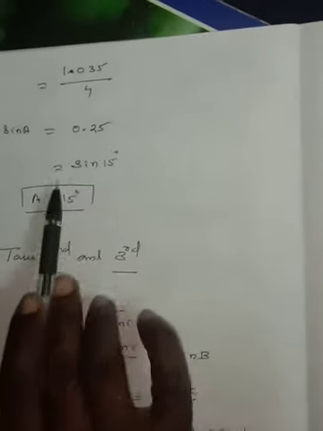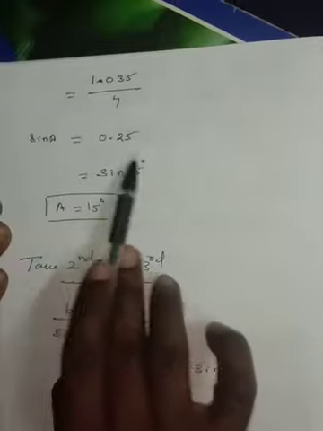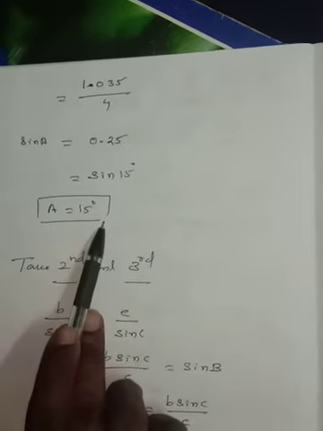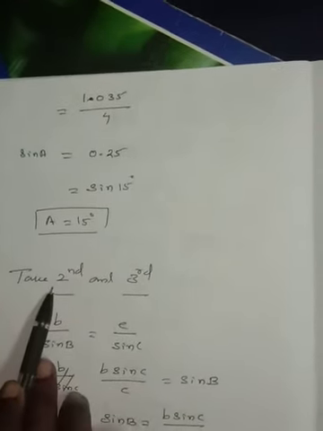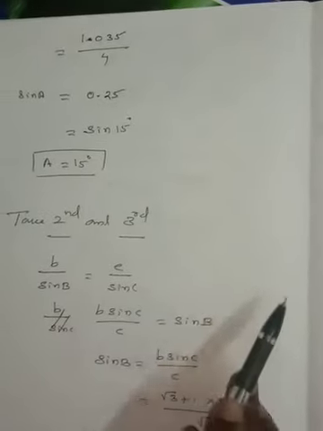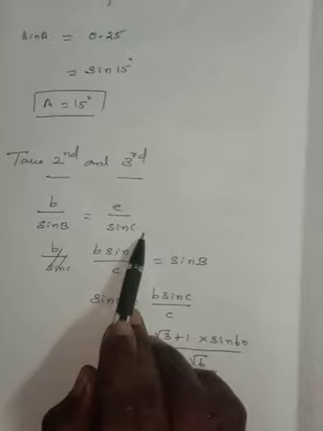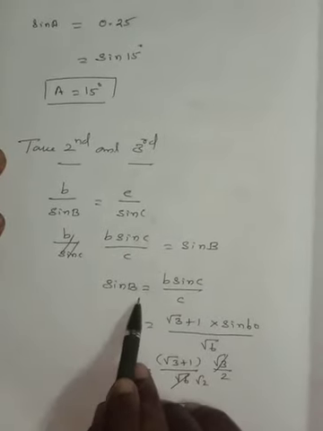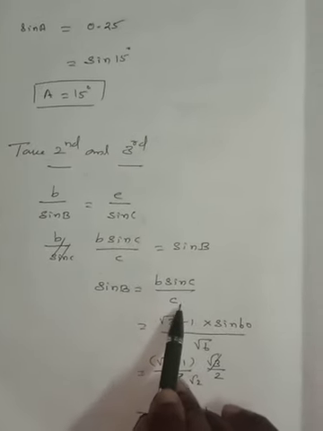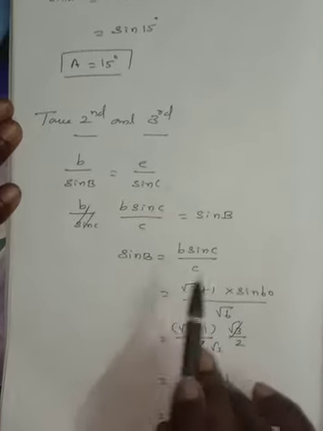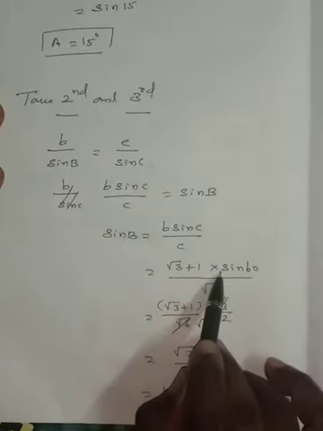0.25 in the sin column is sin 15 degree. Taking sin inverse on both sides, we get A is equal to 15 degree. Take the sin formula, second and third: b divided by sin B is equal to c divided by sin C. Cross multiplying, we get sin B is equal to b sin C divided by c, which is equal to (root 3 plus 1) into c.